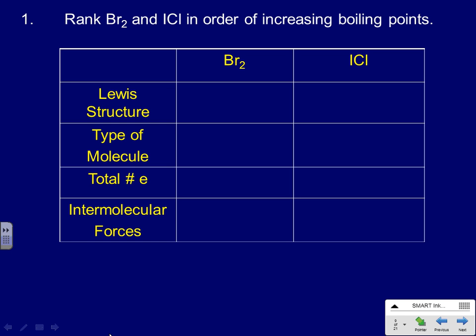Same analysis. Go through exactly what you did before. Again, Br2, we've seen this already. Not that exciting. What type of molecule is this? It's nonpolar, they're identical. Total number of electrons, 70. And what type of intermolecular forces exist between two nonpolar molecules? London forces. So this is only London.